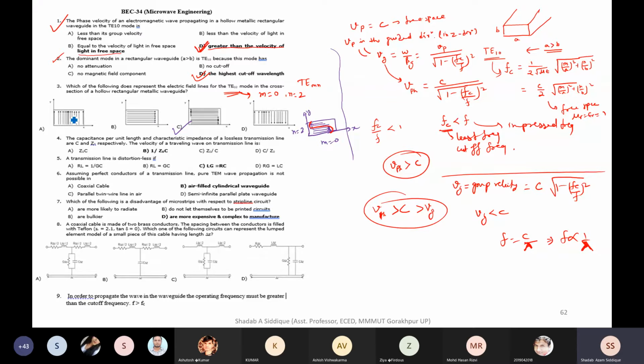This is for TE10. From this side we can see one wave, which is one peak, shown here. From the N side it is one peak, and from the N side here it is 2 peaks; this side 0. Here you can see the 2 peaks shown from the M side. So this is for TE20, this is for TE02, this is for TE01, this is for TE10.